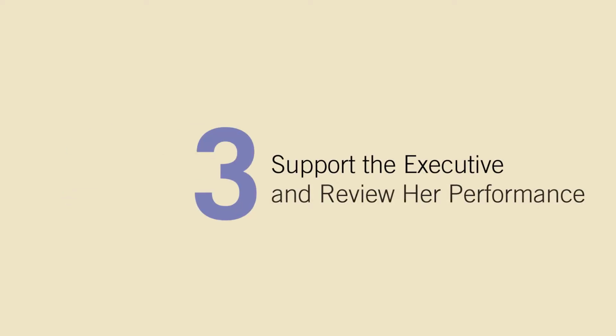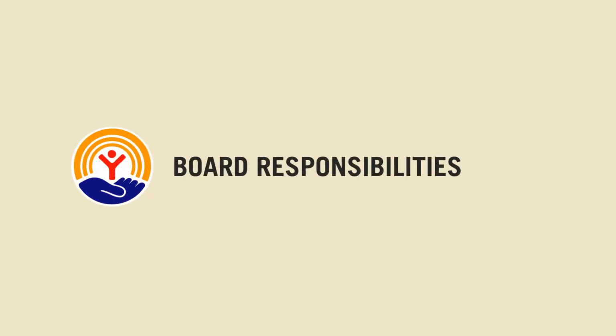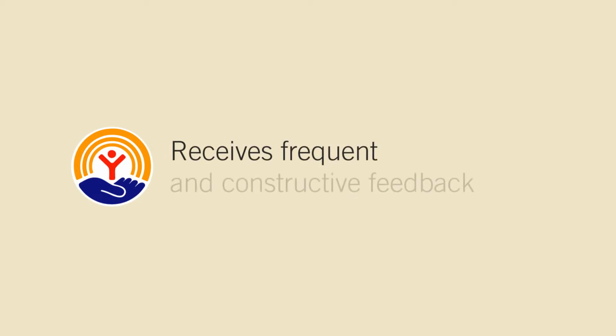Number 3, support the executive and review her performance. A partnership between the Board of Directors and its Executive Director is essential for the success of the organization. It is the responsibility of the board to ensure the following. Make sure that the Executive Director receives frequent and constructive feedback.